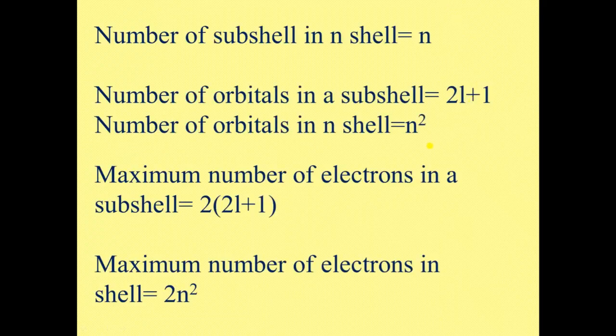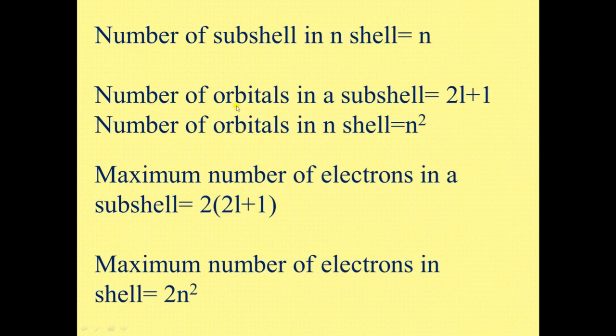Now this is the formula to determine the number of subshells in the n shell: it is equal to n. Suppose we have to find out how many subshells are present in the second shell. It is equal to n, so that means 2 subshells are present in the second shell. In the same way, how many subshells are present in the third shell? That is equal to n, that means 3. So whatever the value of n is, that will be the number of subshells.